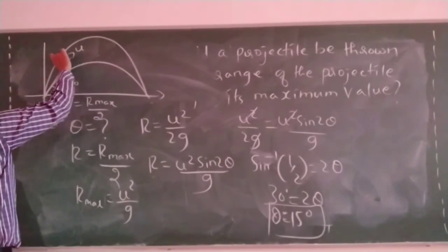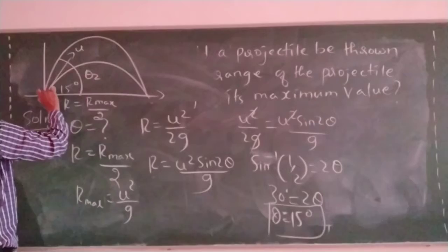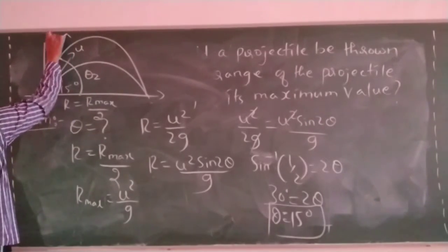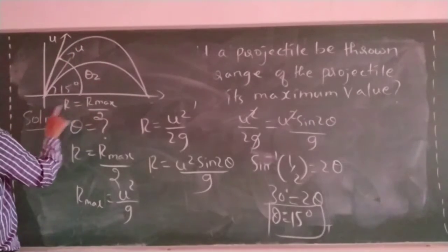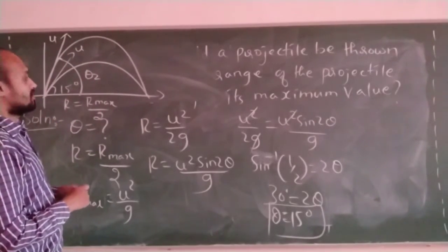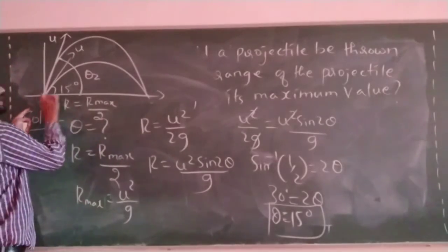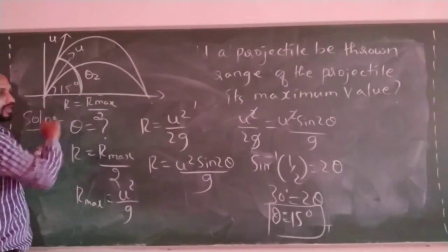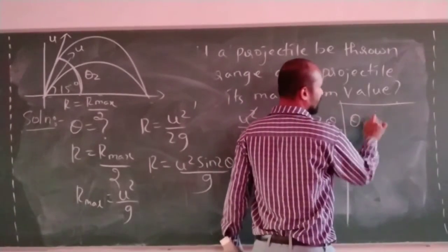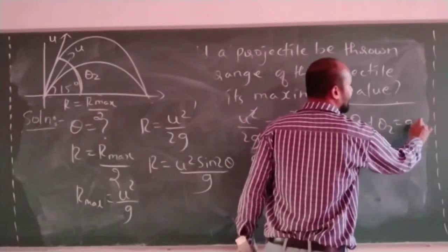Another angle of projection, let us take theta 2. Correct? No? Let us take theta 2, such that if it is thrown with the same initial velocity, it will form the same range. What is that condition? To form the same range, what is theta 2? We have studied previously. Theta 1 plus theta 2 is equal to 90 degree.